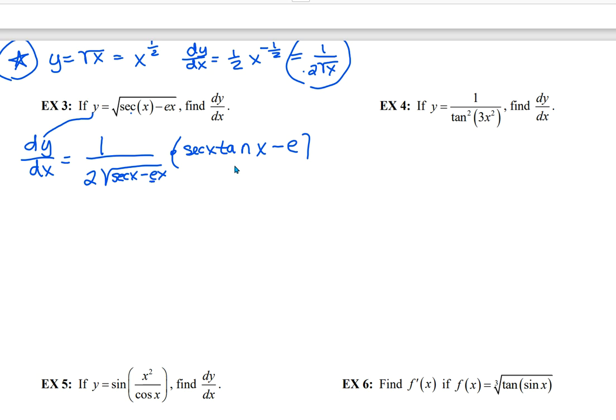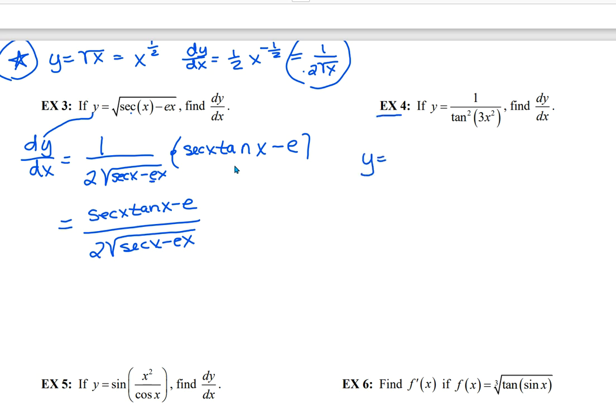You could go ahead and write that on top to make it prettier if you want. So maybe I can write it better. Secant of x, tangent of x minus e, all of that over 2 root secant of x minus e to the x. All right, so there's that derivative. Okay, now from here on out, I'm going to let you try these, but on this one, I'm going to give you a little bit of insight.